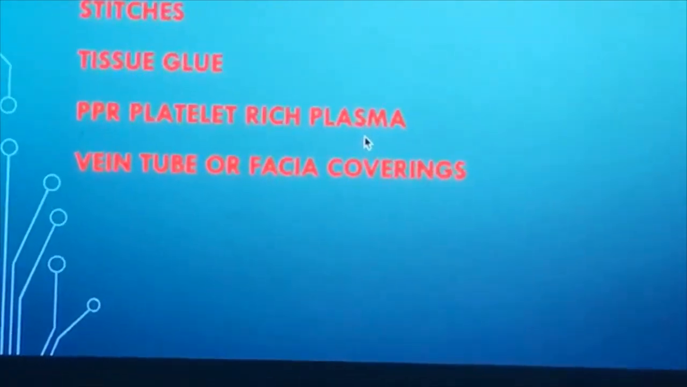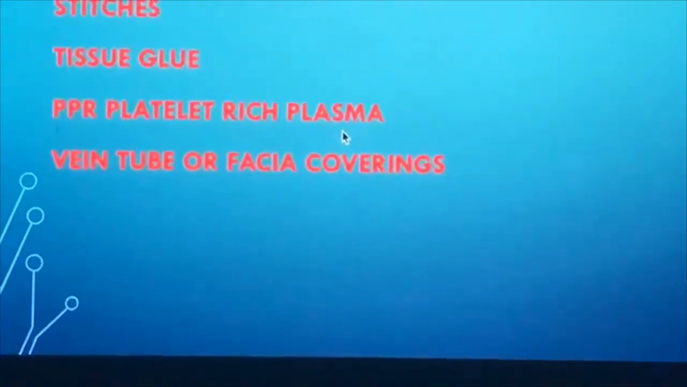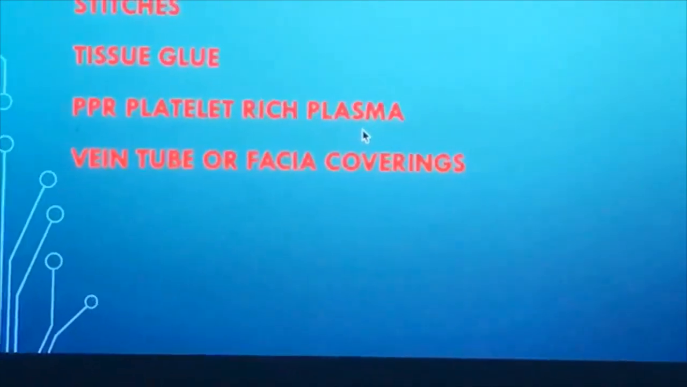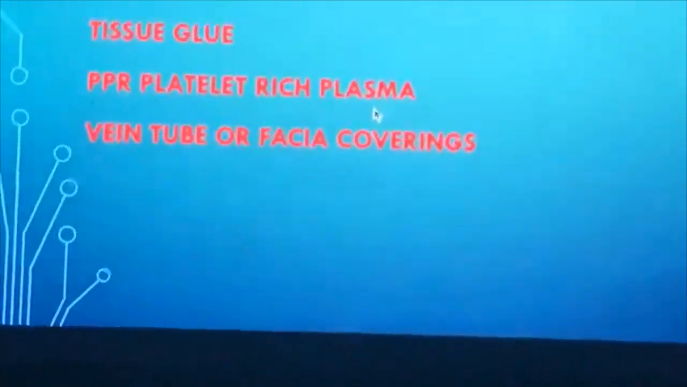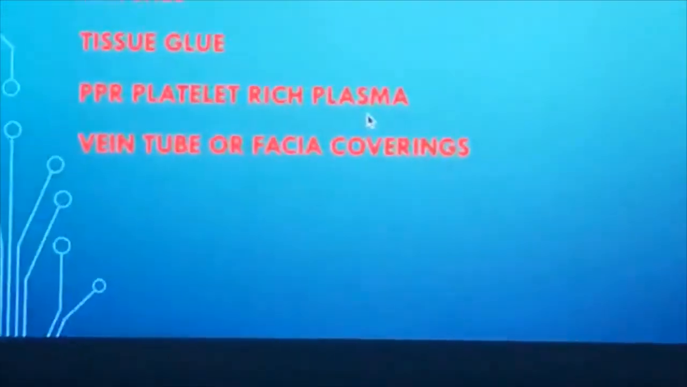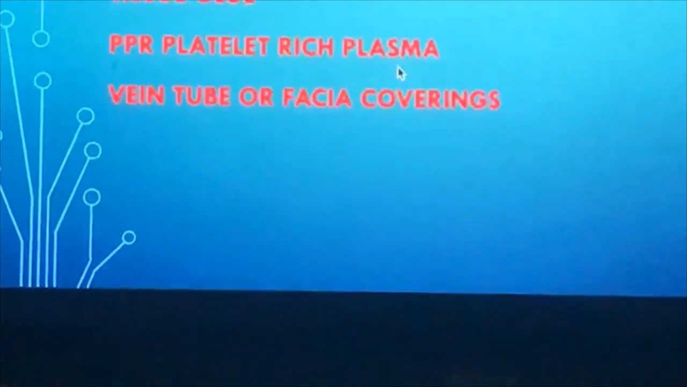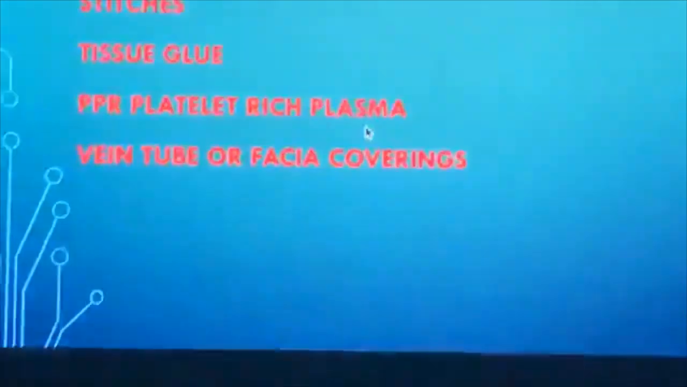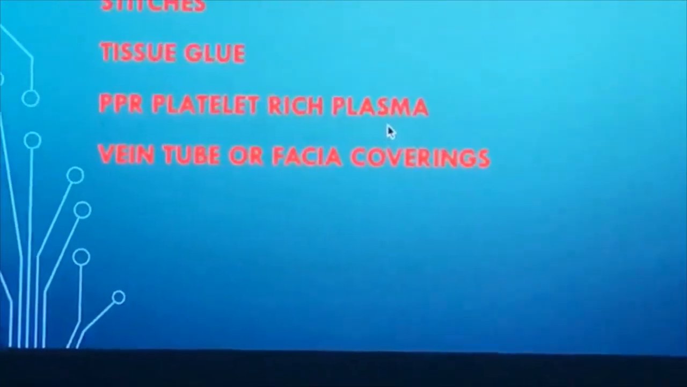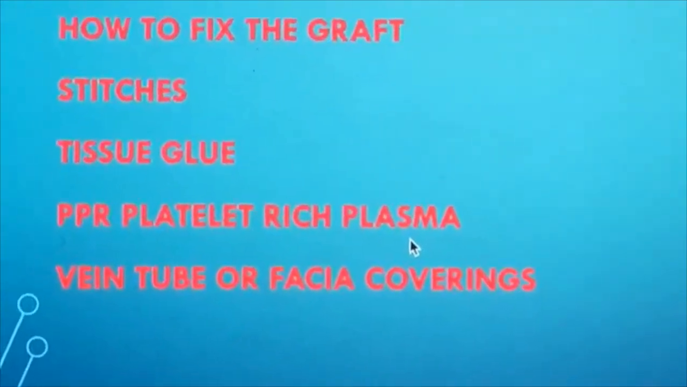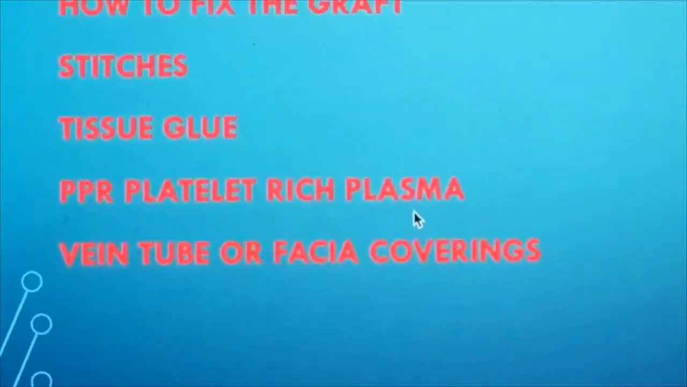Otherwise, you can use tissue glue or autologous platelet-rich plasma as a tissue glue, or we can use a vein tube or a fascia from the temporalis to be laid on the grafted segment of the facial nerve. So we can use different methods to fix the facial nerve graft in place.